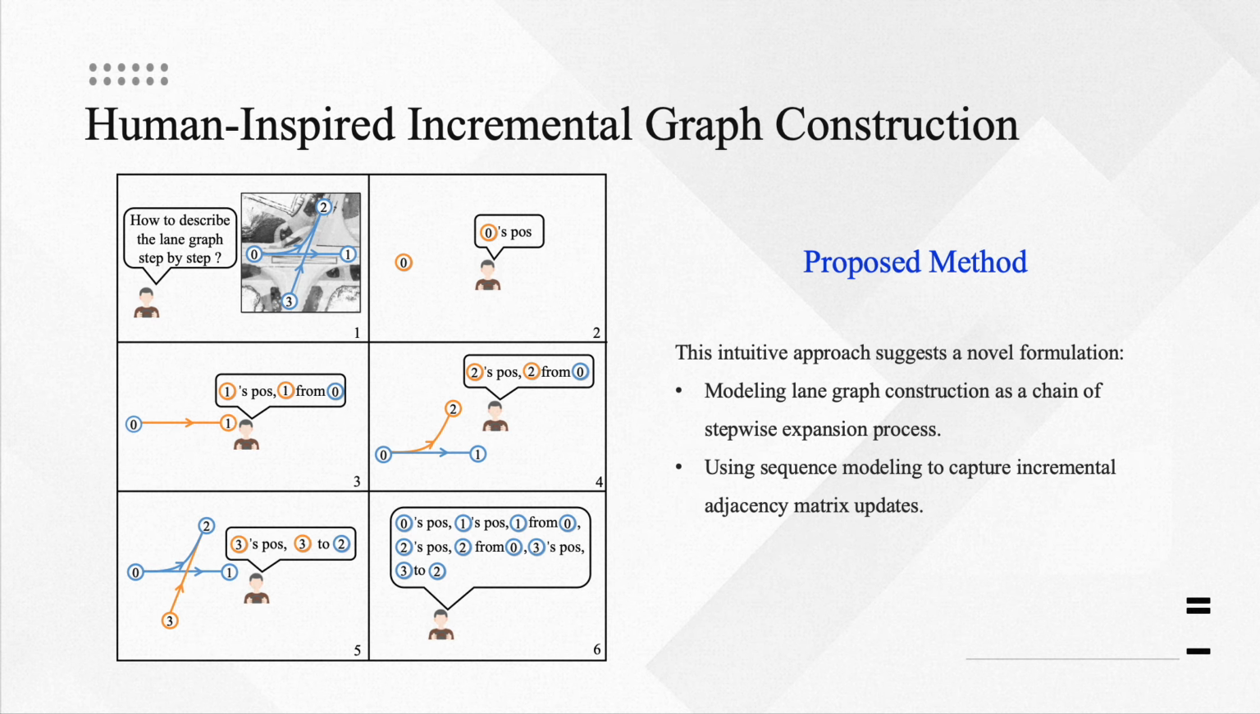So let us consider the following question. How do humans construct lane graphs? Rather than perceiving the entire graph at once, people typically begin at a single point and incrementally add new elements, extending the structure step by step while connecting each new component to previously established nodes. This intuitive, human-like process inspires a novel formulation. We model lane graph construction as a sequential, step-by-step expansion process. We employ sequence modeling techniques to capture the incremental updates to the graph's adjacency matrix.